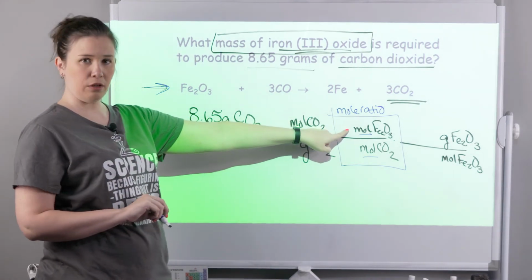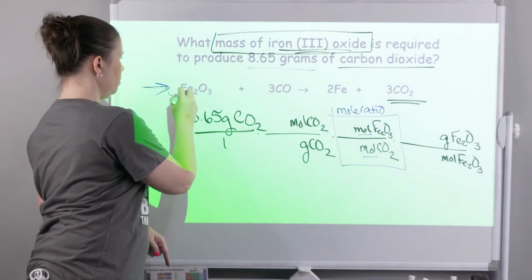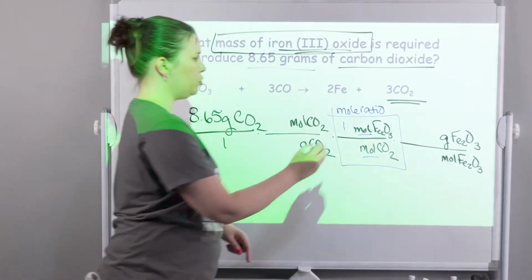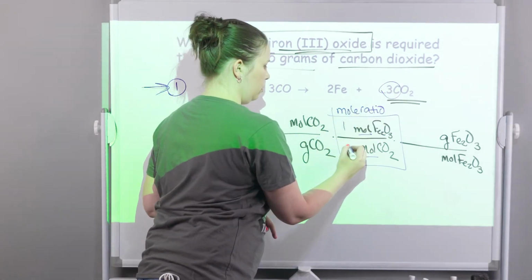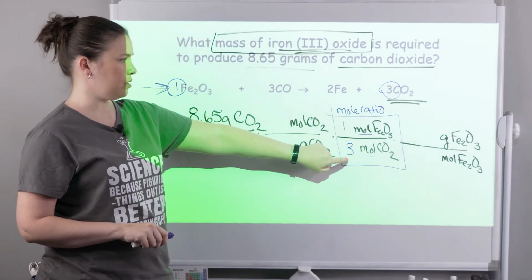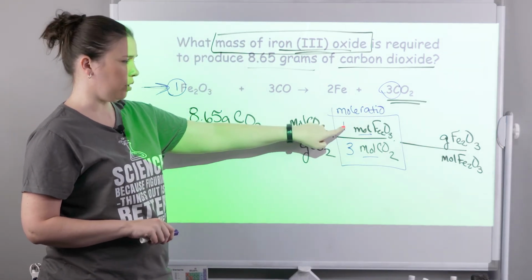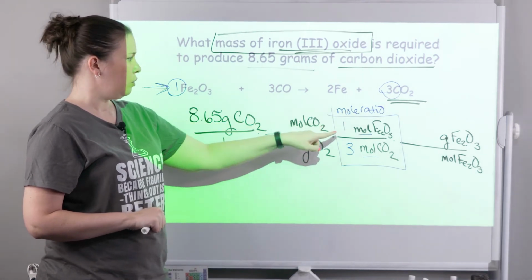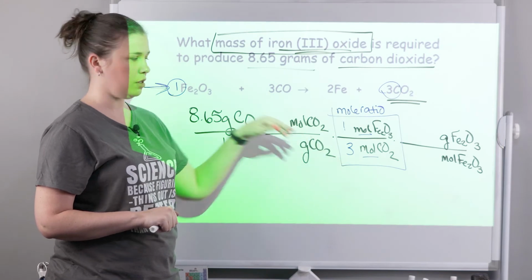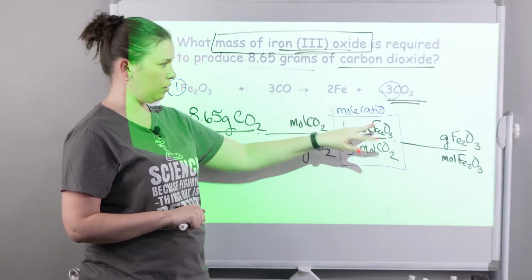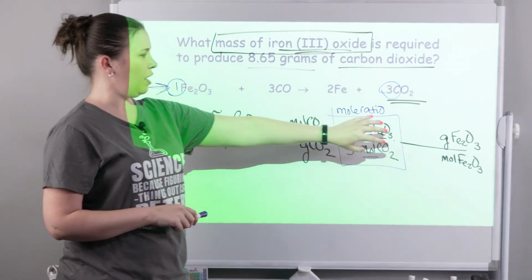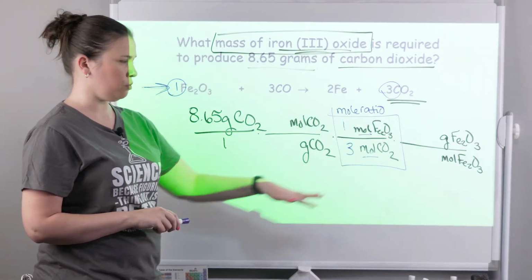So again, we want to find our coefficient for the Fe2O3, which is 1. And now I have moles of CO2 over here, which is 3. But notice how this time the 3 is on the bottom, and we have our 1 iron oxide on top. That's because we were coming from carbon dioxide. So you've got to use your dimensional analysis skills in order to figure out which way your mole ratio goes, so you don't put it upside down.